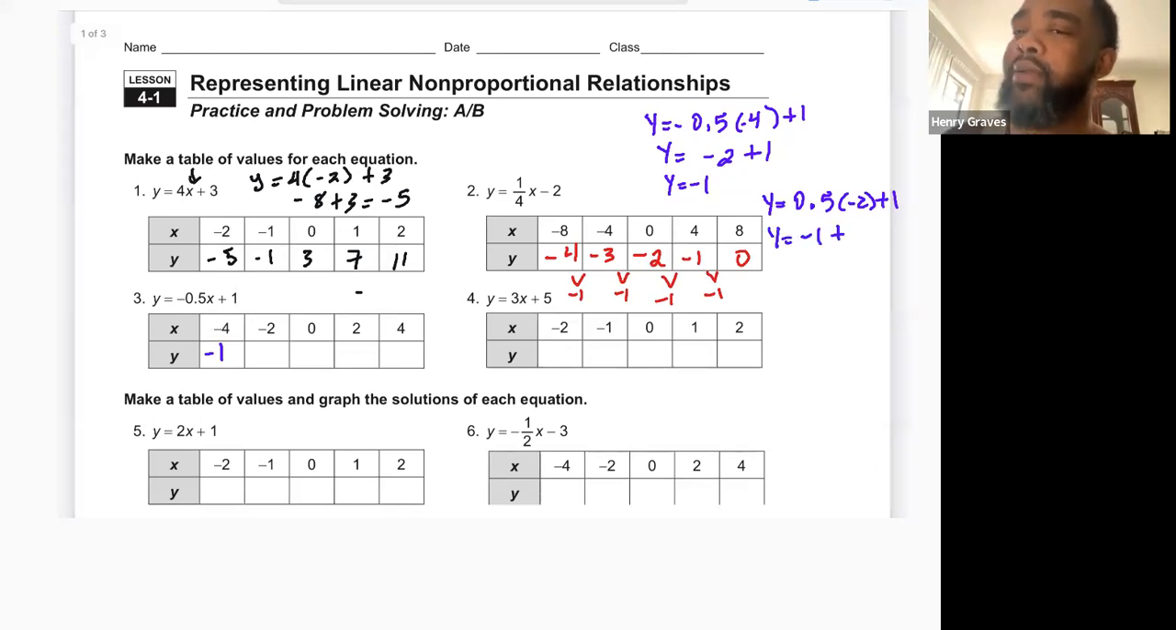Then when we do y, we get y equals, is that negative? Oh no, it's -1/2. Oh my gosh. It's a +2. So this is supposed to be a 3. Oh my gosh, I need to go back and fix those.